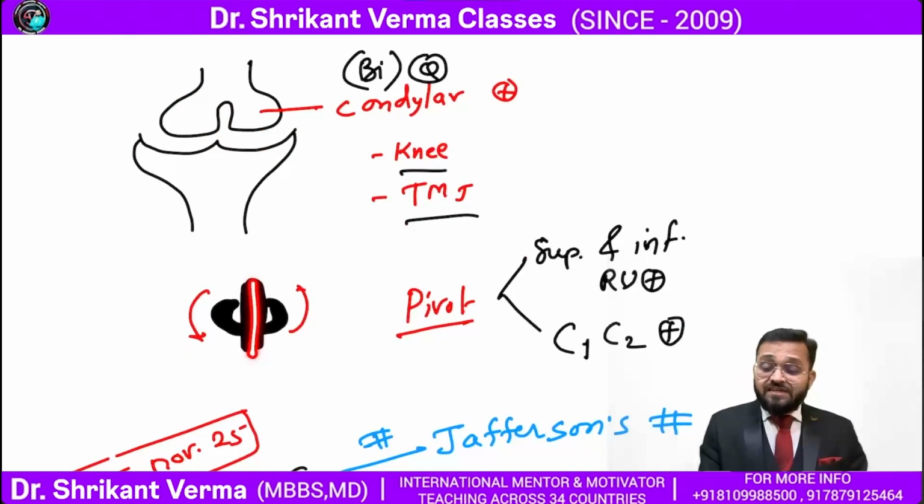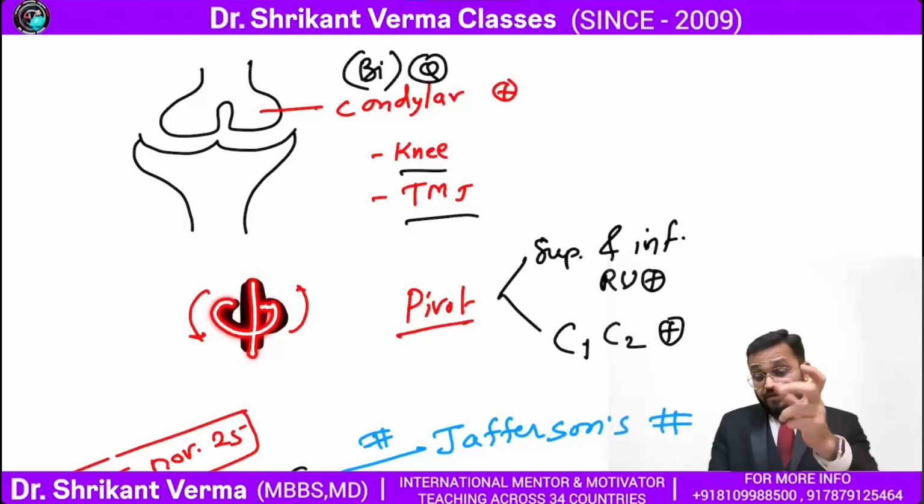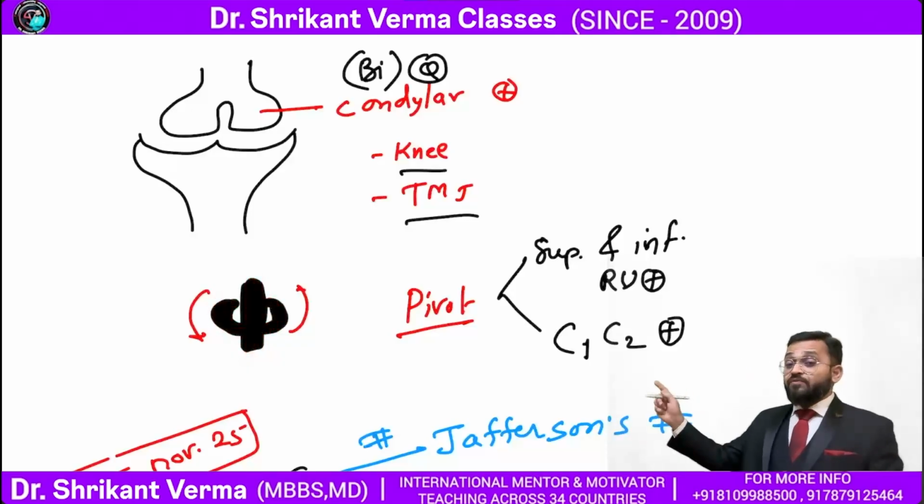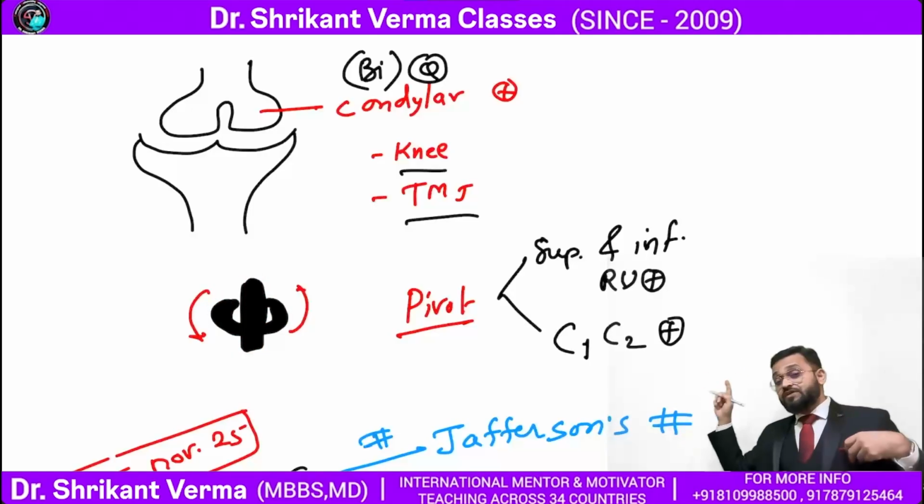And when there is one central axis and around it another bone shows a rounded articulation, with rotatory movement, then it is the pivot joint. Remember, the C1 C2 atlantoaxial joint is a pivot joint.